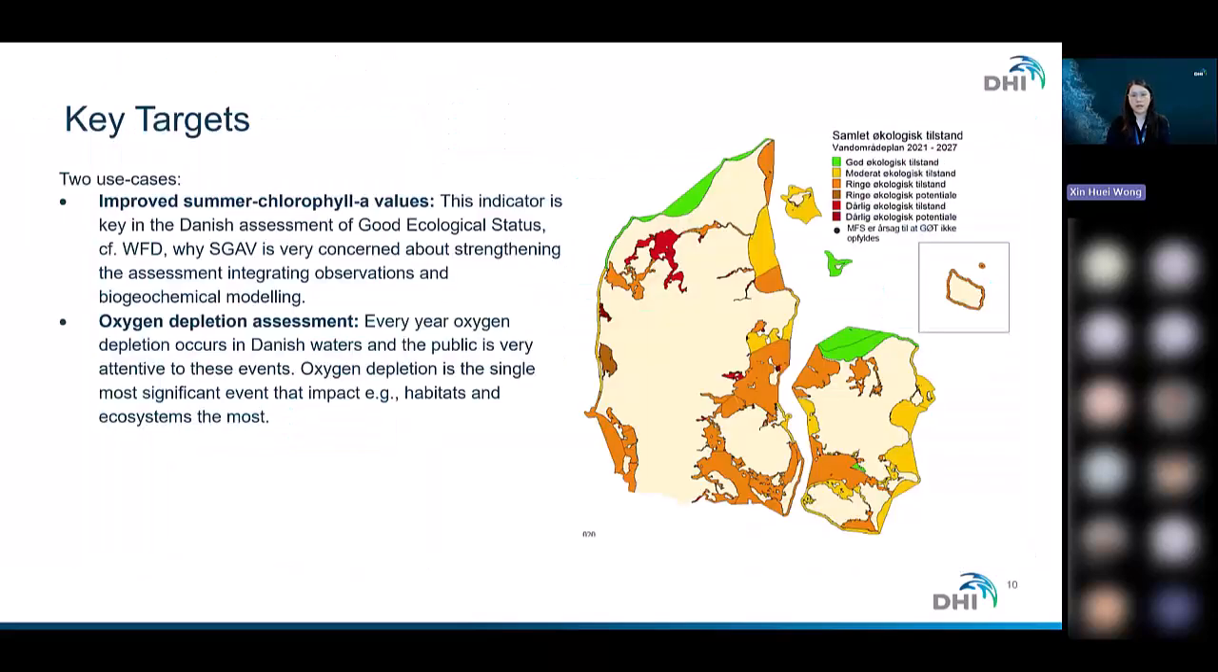So the key targets as part of this data assimilation are the improved summer chlorophyll A values, and also the oxygen depletion assessment, because every year there is oxygen depletion in Danish waters, and the public is pretty attentive to all these events, and strengthening our understanding of the ecosystem.